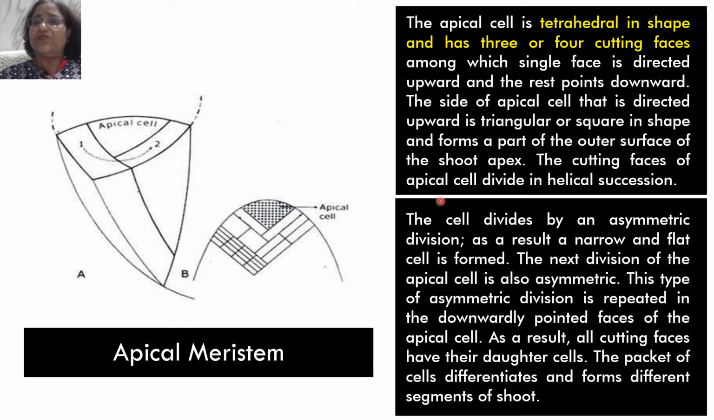The cutting faces of the apical cell divide in helical succession. The cell divides by asymmetrical division. The upper one is bigger, the lower one is small, and the upper one remains meristematic, while the lower one gives rise to the permanent tissues. Again it divides into two. The upper one becomes meristematic, the lower one gives the permanent tissue. As a result of the cutting, they have the daughter cells. The cells then differentiate and form the segments of the shoot.